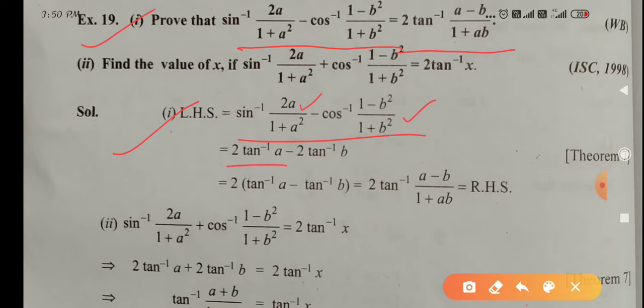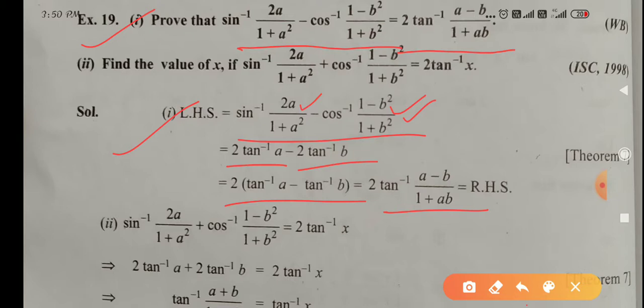In the same way, just before I told you cos inverse 1 minus x square upon 1 plus x square equals 2 tan inverse x. In place of x b is given, so 2 tan inverse b it will be. Now 2 you can take common, tan inverse a minus tan inverse b. Now you can apply the property tan inverse a minus tan inverse b equals tan inverse a minus b upon 1 plus ab. So like this you can apply the property and you can solve the question.